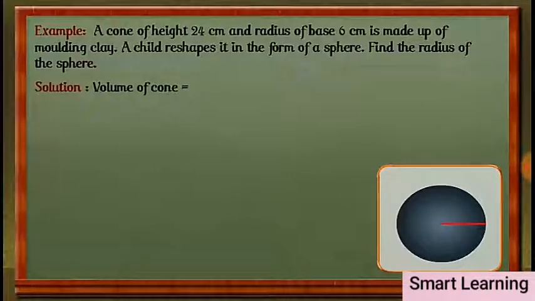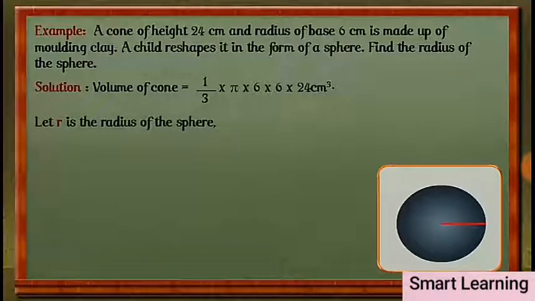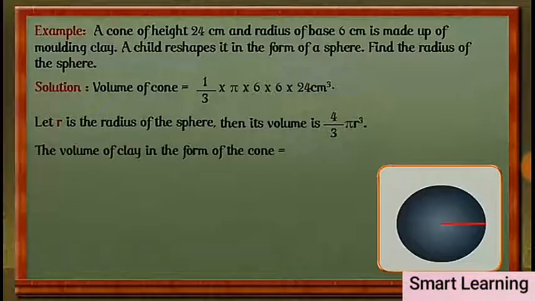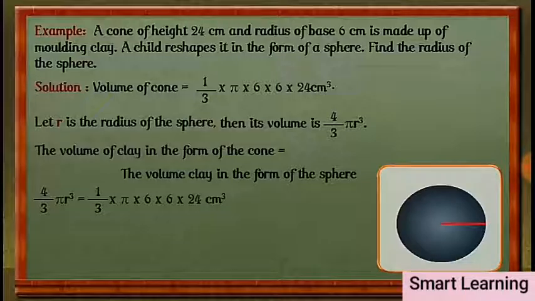Solution: volume of cone is equal to 1 by 3 into pi into 6 into 6 into 24 centimeter cube. If r is the radius of the sphere, then its volume is 4 by 3 pi r cube. Since the volume of clay in the form of the cone and the sphere remains the same, we have 4 by 3 pi r cube is equal to 1 by 3 into pi into 6 into 6 into 24 centimeter cube.